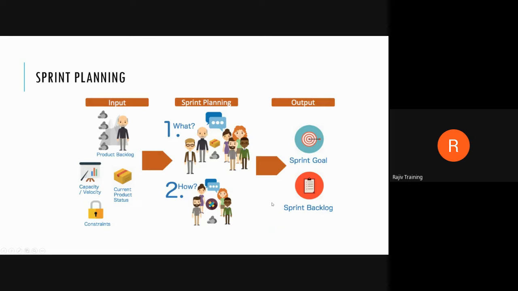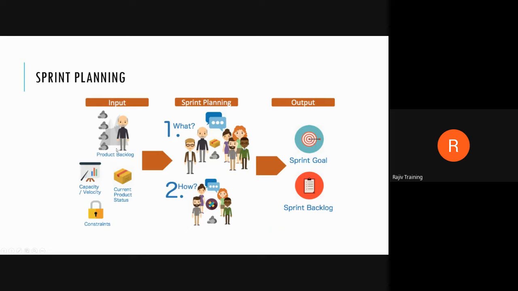The stakeholders required for this meeting is Scrum Master, Product Owner, and the development team. Nobody else outside of that. Okay, so you have the product backlog. So what are the inputs for this sprint planning meeting? You as a product owner, you get the product backlog.